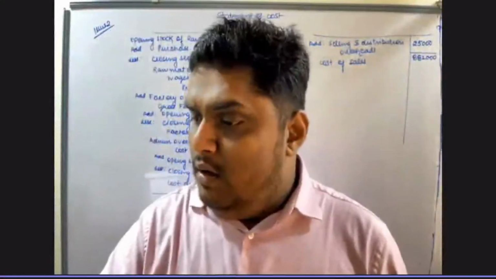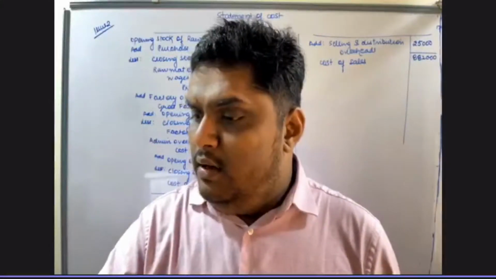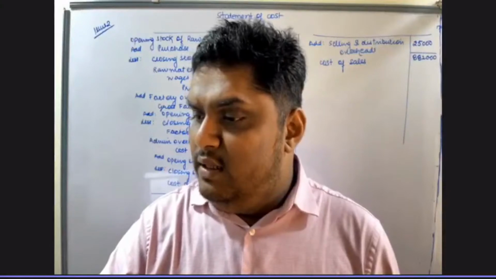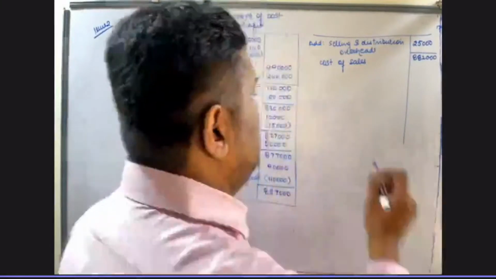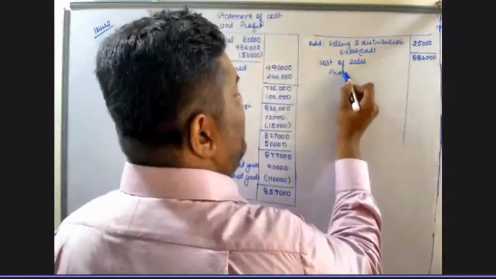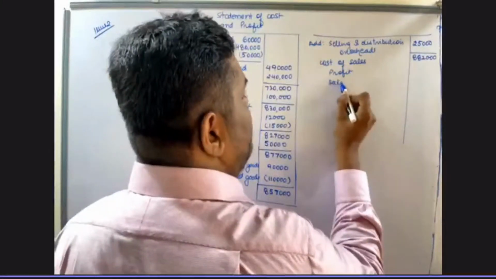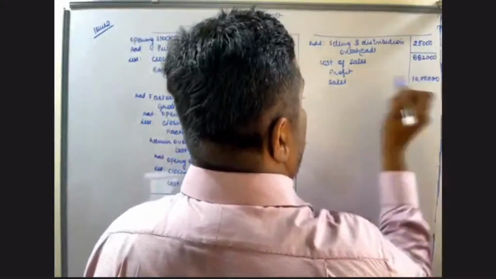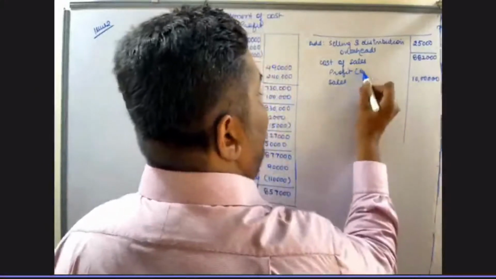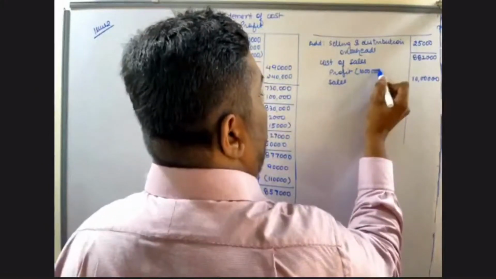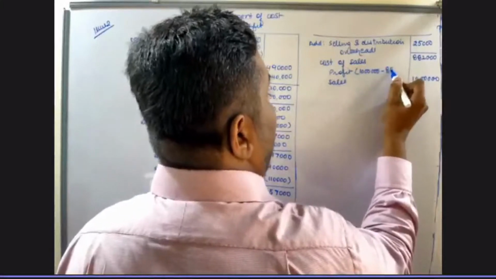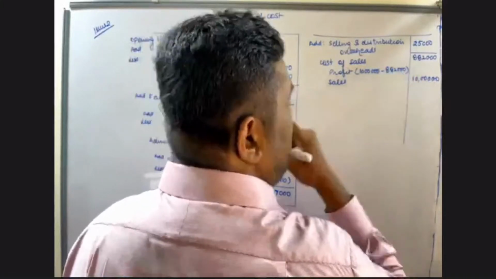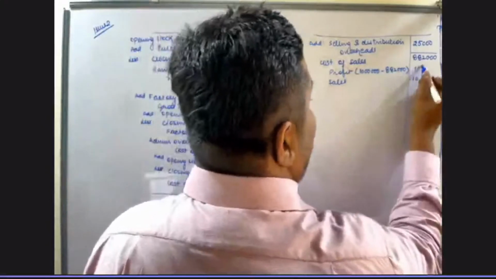Now, herein the sale value is given in the question, that is 10 lakh. So the balancing figure will be my profit. So the sale value is given, that is 10 lakh. So therefore my profit will be 10 lakh minus 8,82,000. So this 1,18,000 will be my profit.